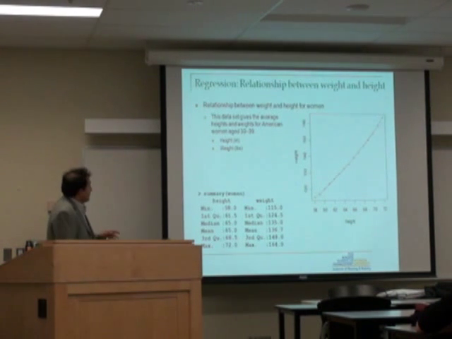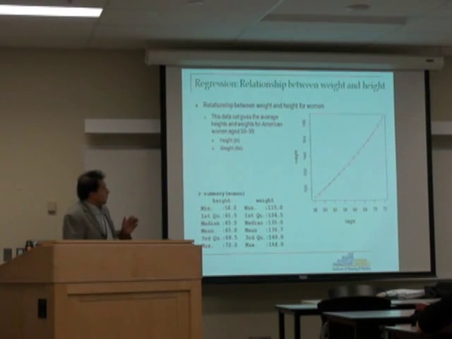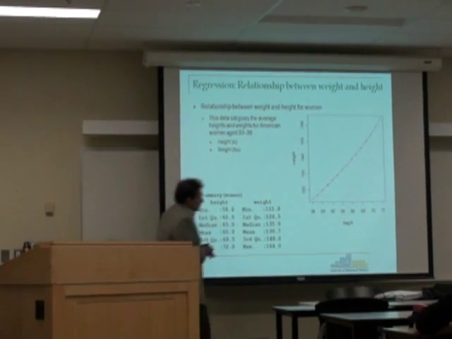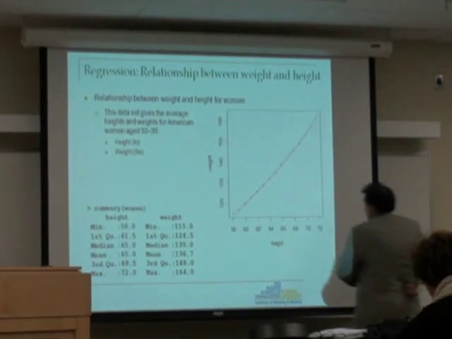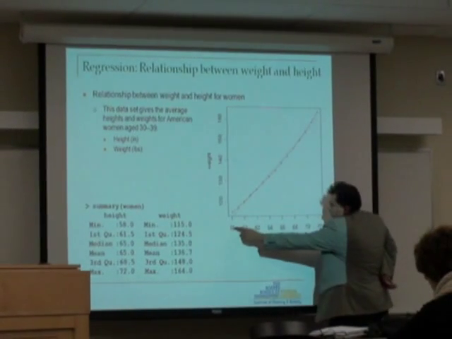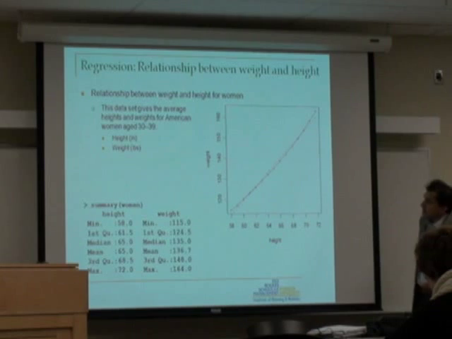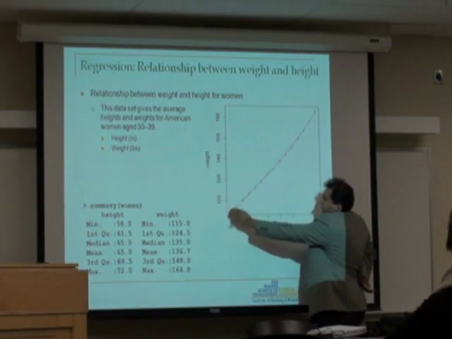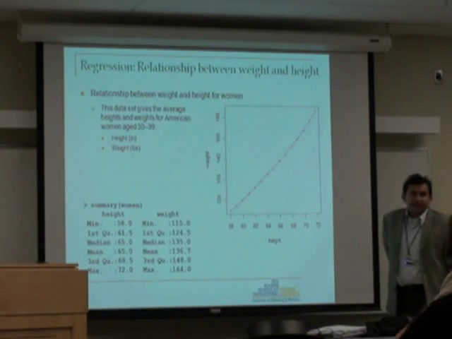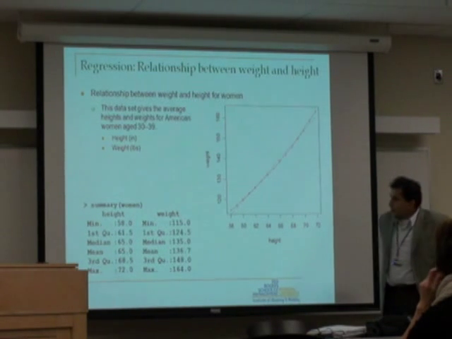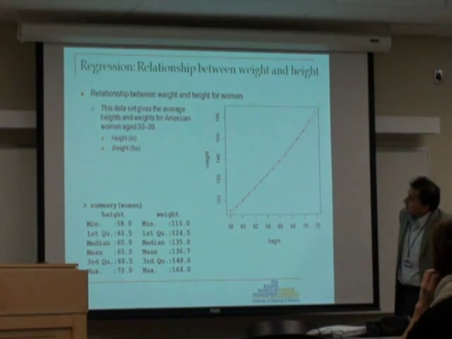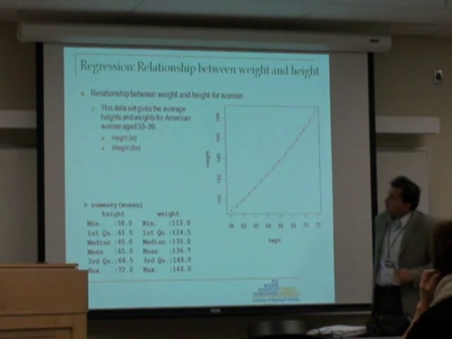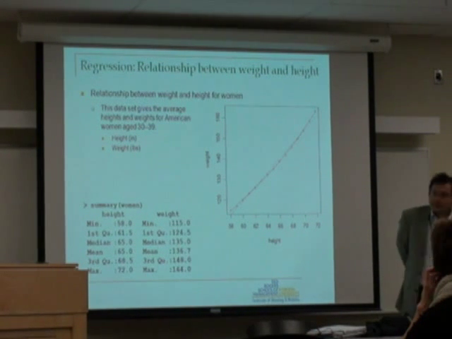What I have here is the relationship between weight and height for women. Right? Some data that I got my hands on. And if you look at the graph on the other side here, you'll see that I have plotted height in inches from 58 inches to 72 inches and weight in pounds, right? And I have the relationship graphed, right? Now, the data set gives us the average height and weight for American women between the ages of 30 and 39.